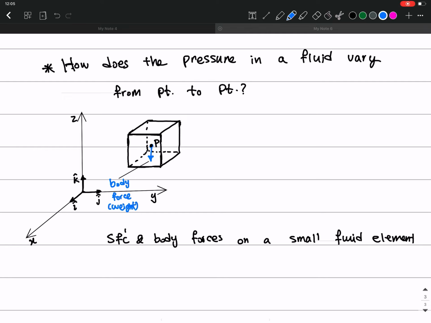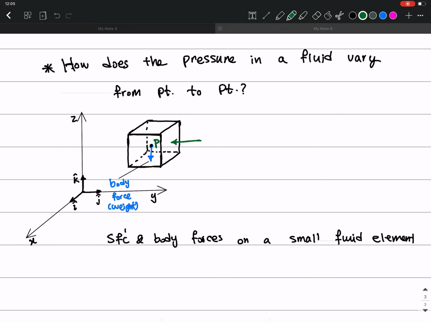Okay, and now I want to calculate the forces around this fluid element. The first one is the pressure, right? Say the point in the middle has a pressure of P, which I showed here. And then I want to calculate the pressure on this side. What is going to be the pressure force on this fluid element?